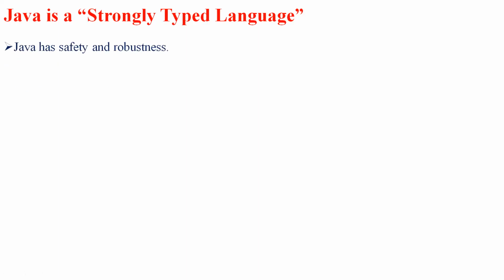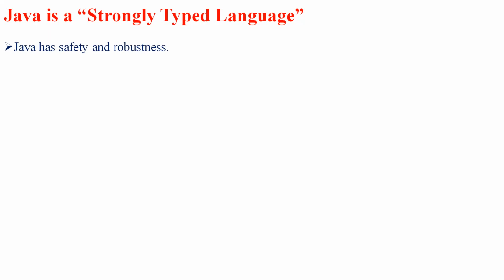Since we know that Java is very safe to use, and it has robustness characteristics, Java provides robustness and also a safer side of use. So for this purpose, since we have robustness, we say that Java is a strongly typed programming language.